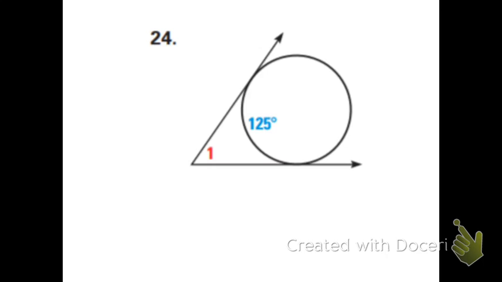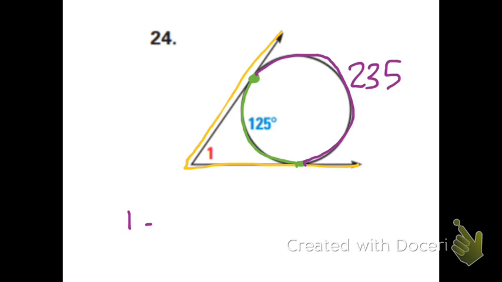Okay, now we have two tangents intersecting outside the circle. We could treat it the same way. Okay, so to find this angle, we want to look at where those tangent lines intersect the circle. So right here and here. Alright, so that's 125, which means the remaining part of the circle should be 360 minus 125, which is 235.